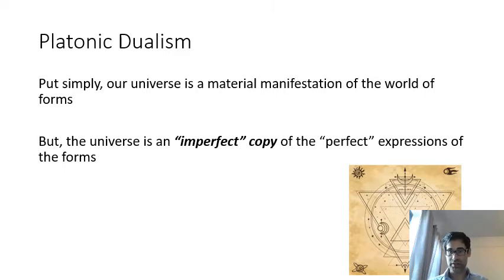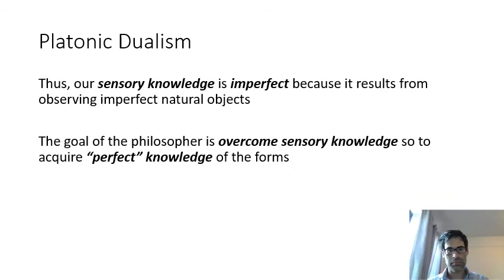So they are flawed. So there's no such thing in our world as a perfect line, for example, or the perfect color of orange. They're all imperfect representations of the forms. Therefore, our sensory knowledge, the knowledge that we gather from our senses, is, according to Plato, imperfect, because it results from observing imperfect natural objects that exist in the natural world.